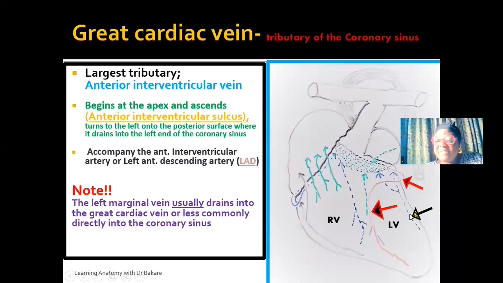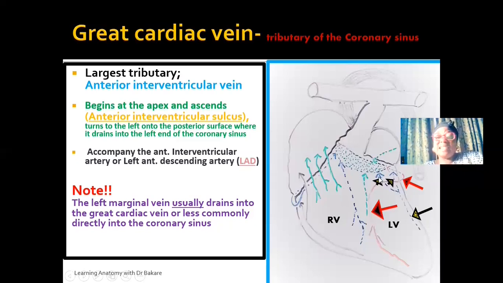This left marginal vein, you can see it running at the posterior side of the heart around the left marginal border of the heart. And as it gets to this point, it could either be drained into the great cardiac vein at this level, and this is where it drains into the great cardiac vein or the anterior interventricular vein, or it may alternatively be drained directly into the coronary sinus. And this is the part where it drains into the coronary sinus.